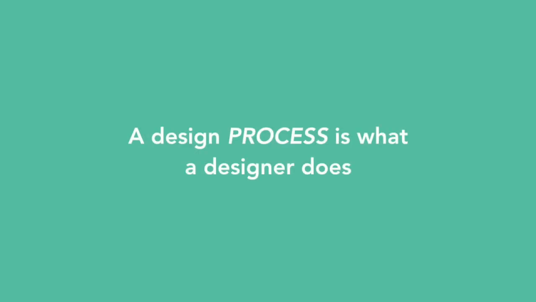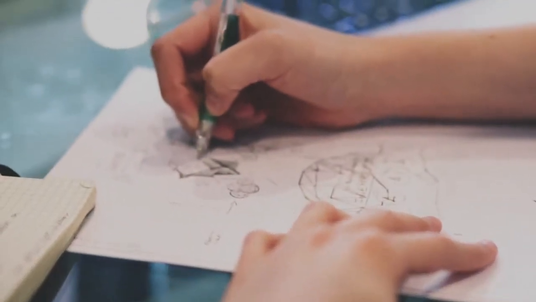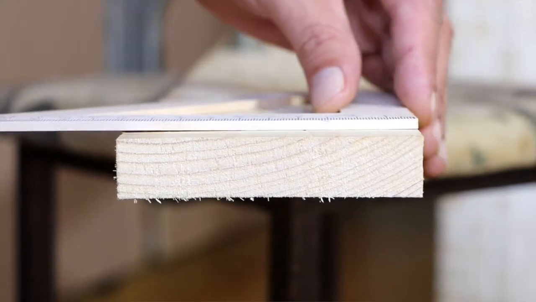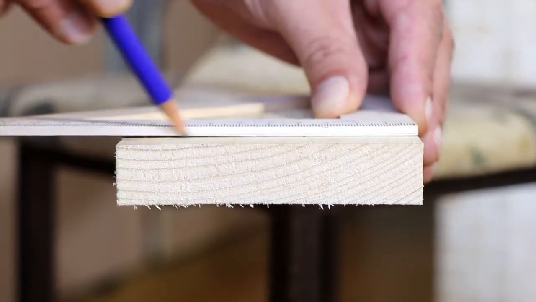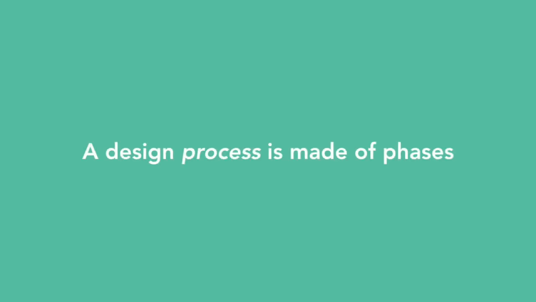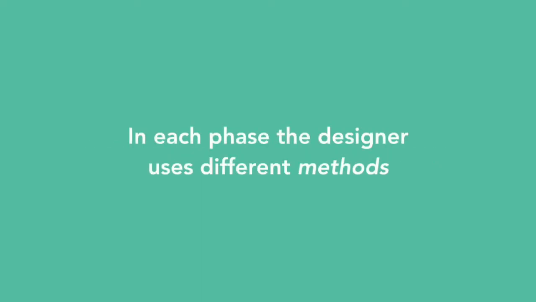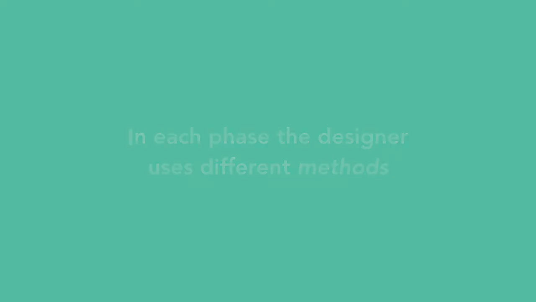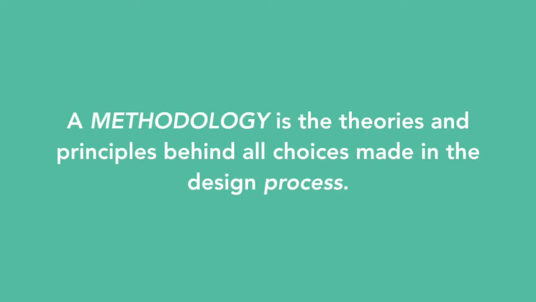A design process is basically what a designer does. Everything that happens in the creation of a product or service, from coming up with ideas to developing the design concept. A design process is made by different phases, and in each of those the designer uses a series of design methods. The methodology is the theories and principles behind all choices made in the design process.